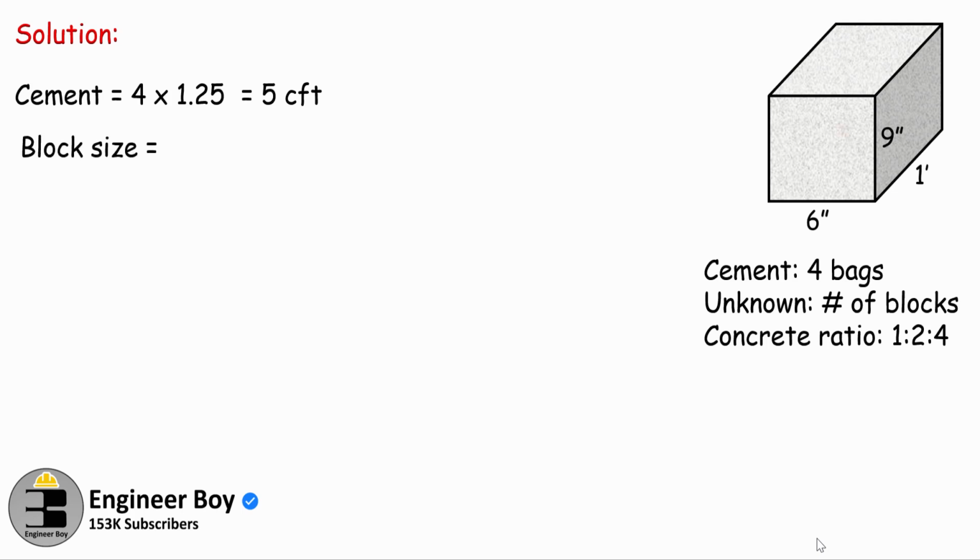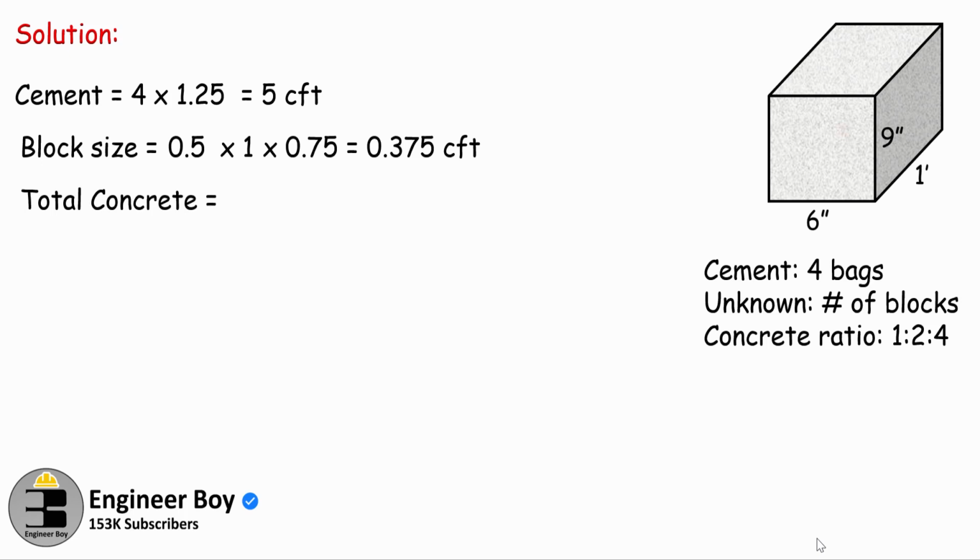Next, the block size is known, which is 6 inches times 9 inches times 12 inches. Let's multiply these three parameters, so we get 0.375 CFT, or cubic feet. Now, if you remember, we need the number of blocks. For that, I just need the quantity of concrete. The quantity of concrete is the concrete used in one block, which is the block size, times the number of blocks. And this is what I want, the N, the alphabet N, that means the number of blocks. This is our approach. So we can say the total concrete is 0.375 N.